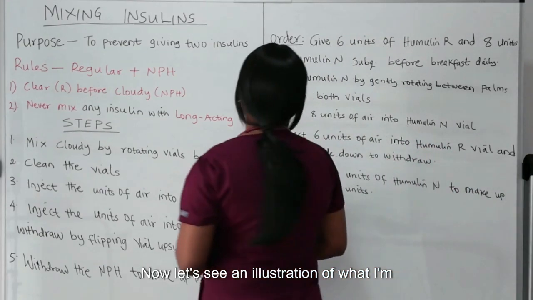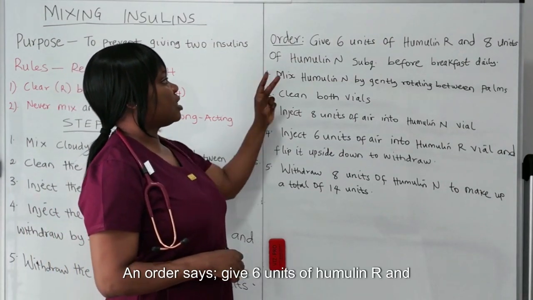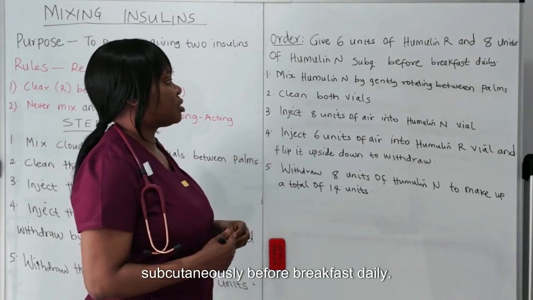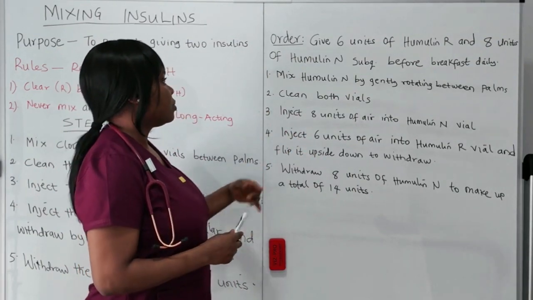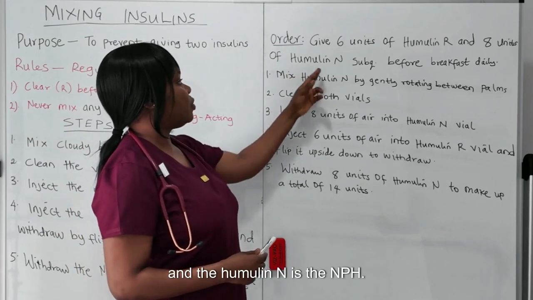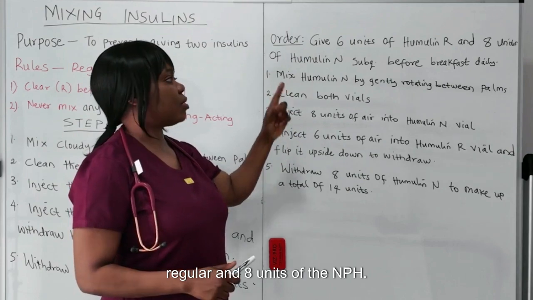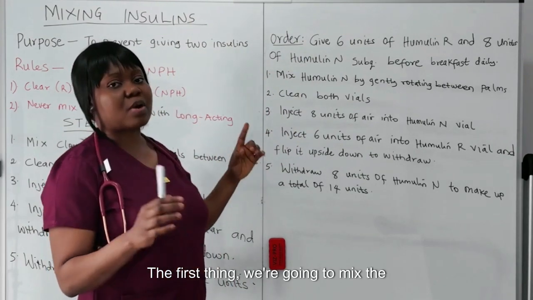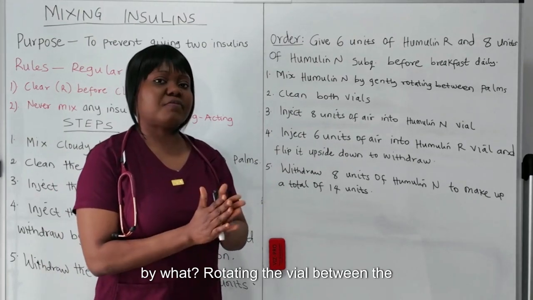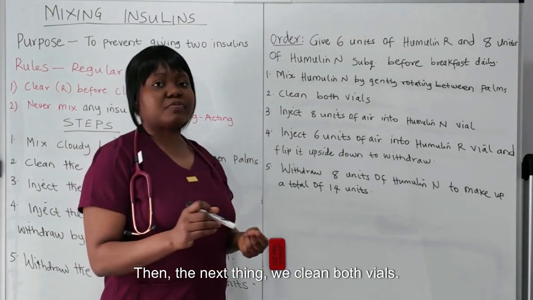Now, let's see an illustration of what I'm trying to explain. An order says give 6 units of Humulin R and 8 units of Humulin N subcutaneously before breakfast daily. The Humulin R is the regular insulin and the Humulin N is the NPH. We are told to withdraw 6 units of the regular and 8 units of the NPH. The first thing, we mix the NPH, the Humulin N, by rotating the vial between the palms of our hands. Then we clean both vials.